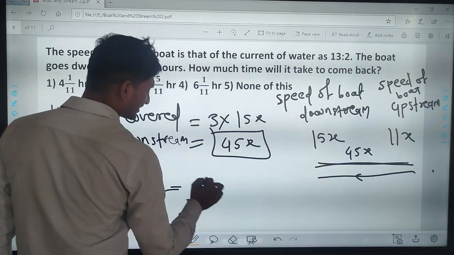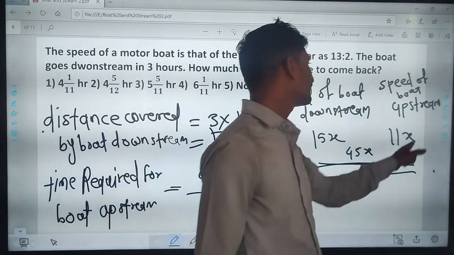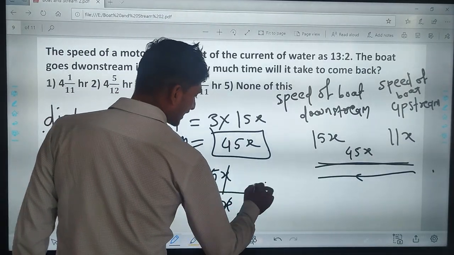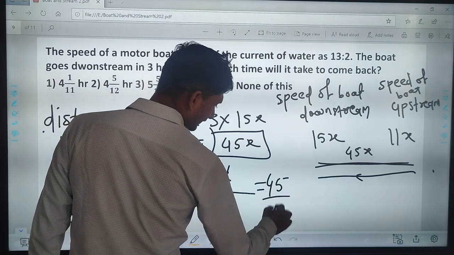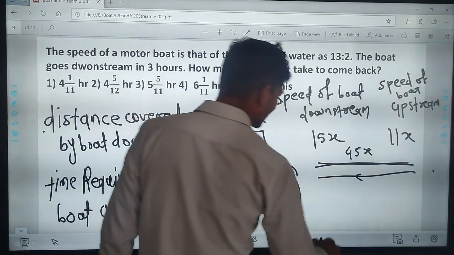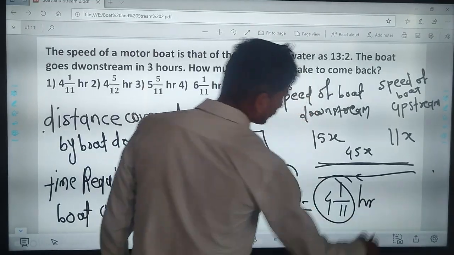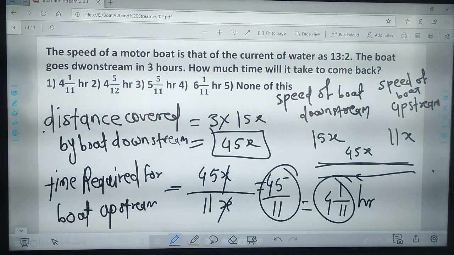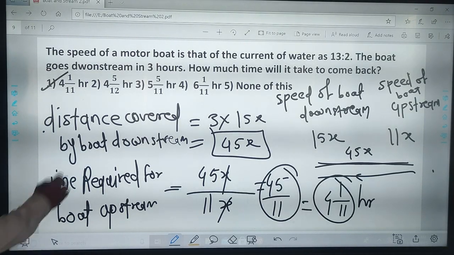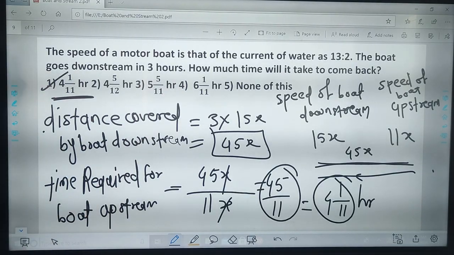Then your distance is the same, 45 divided by x. Then upstream speed is 11 by x. Then x gets cancelled. Then the time required for the boat to come back upstream is 45 divided by 11. That is 4 1 by 11 hours. So the total upstream time required for the boat to come back is 4 1 by 11.